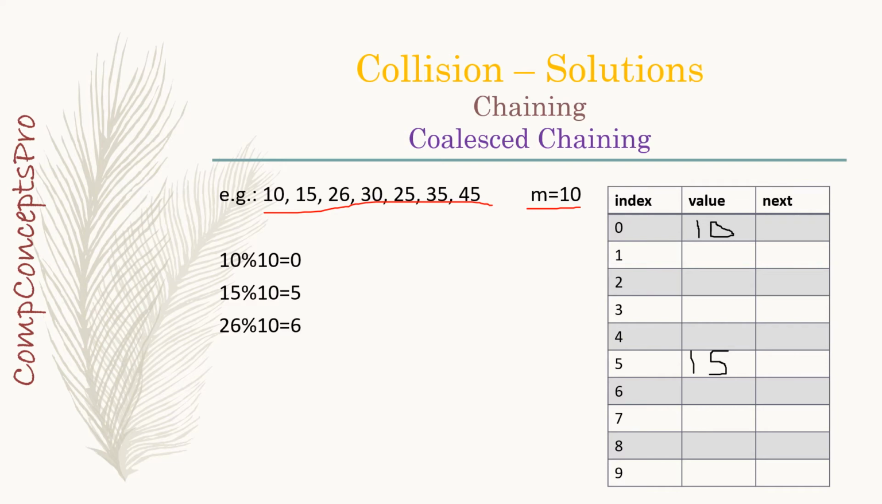Next key is 26, which gives the hash code 6. So 26 will be stored at the index value 6.